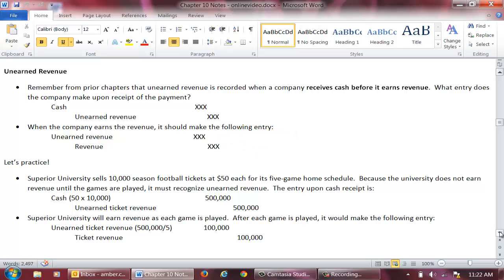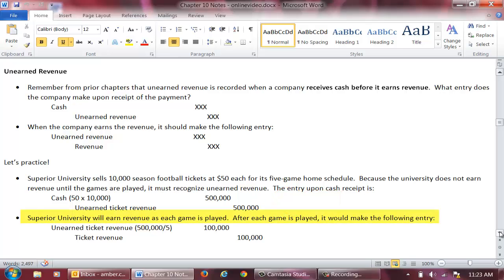As an example, let's assume Superior University sells 10,000 season football tickets at $50 each for its 5-game home schedule. The university does not earn revenue until the games are actually played. Therefore, when the university receives cash, it would debit cash for the total cash received of $500,000, and it would credit unearned ticket revenue for $500,000.